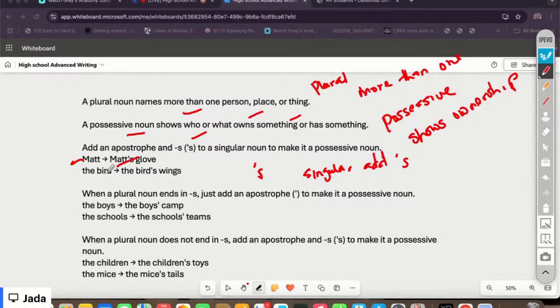So we also have the bird's wings. So now it's just one bird, so you're talking about the bird's wing. So you have to add the apostrophe and then s to the bird to show that the wings belong to the bird. So it is a possessive noun. Okay?